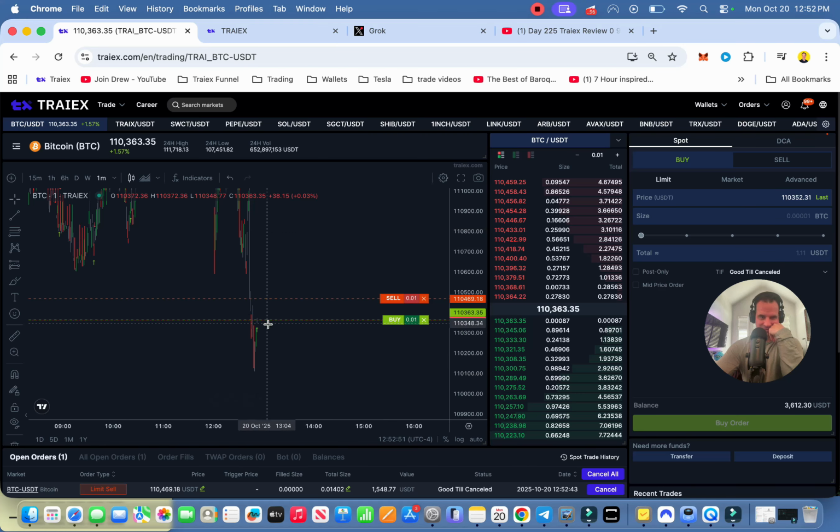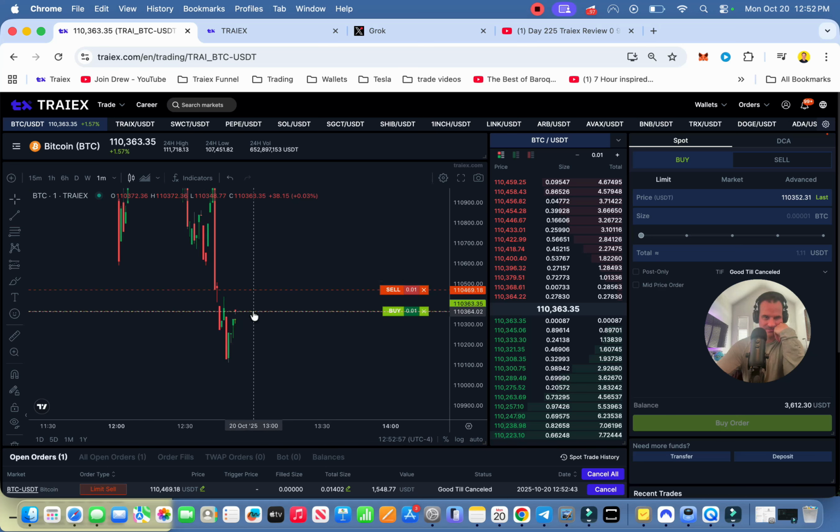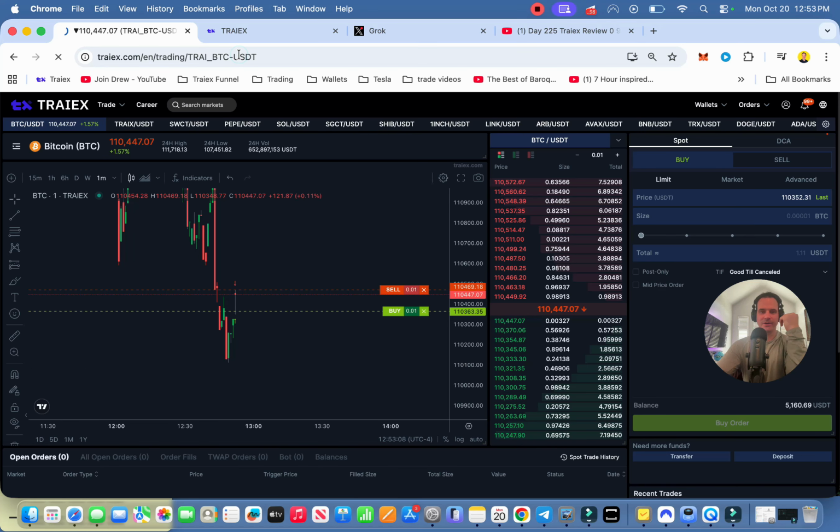So it bought because of a break of structure, right? You can see there's a break of structure. It's probably trading on a 30-second chart. Okay. This is called an order block right here. And your order's been filled. So there, it hit the sell. Okay. So now we're out of that trade.